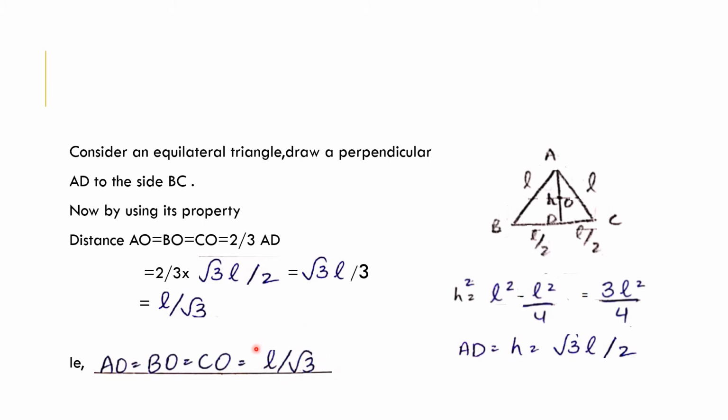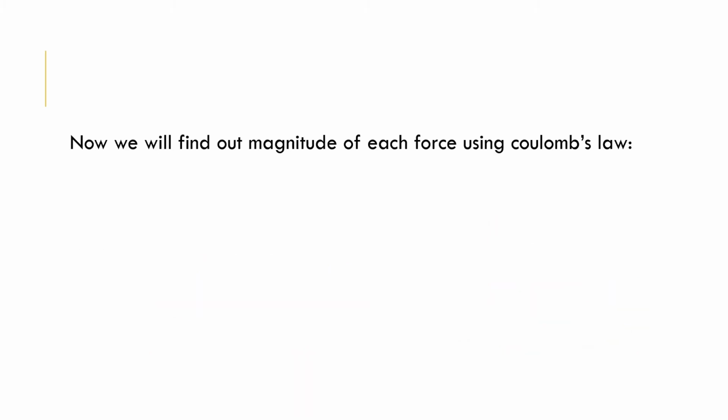This is the distance we have to substitute in the Coulomb's law equation for finding the magnitude of each force. Hope it is clear. This is based on the property of the equilateral triangle, and this calculation is simple. Root 3 by 3 is nothing but 1 by root 3, so 1 by root 3 of L. Now we will find out the magnitude of each force using Coulomb's law.